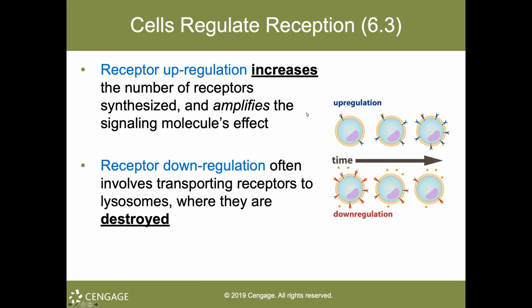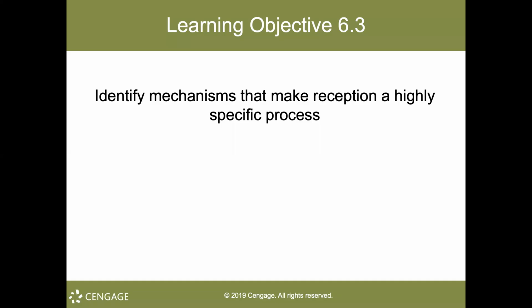All right. And so overall, we've identified mechanisms that make reception a highly specific process. We have said that receptors are highly specific in that they have a certain shape, and therefore they are only able to bind to certain ligands. All right.